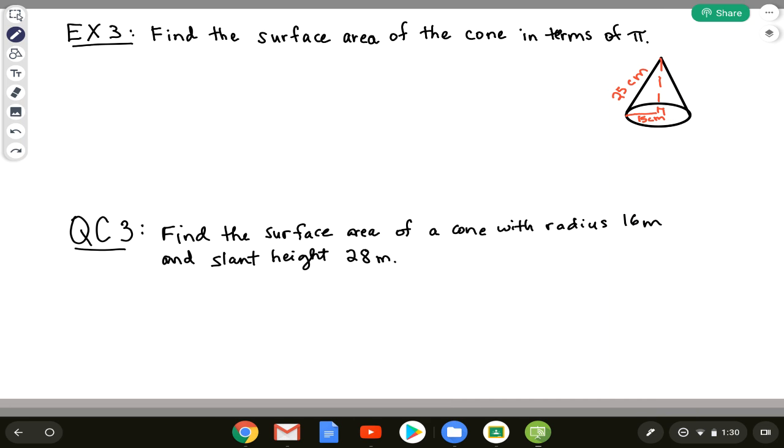Okay, so example 3 asks us to find the surface area of the cone in terms of pi. And the cone is given. It has a slant height of 25 centimeters, and it has a radius of 15 centimeters. Now look at that and tell me what is not given. So we have everything in here except the height, which we need to know. Well, do we need to know that? Maybe not. So I'm going to do the lateral area first.